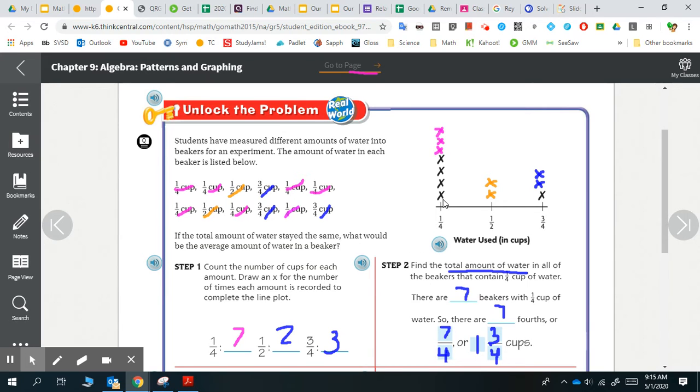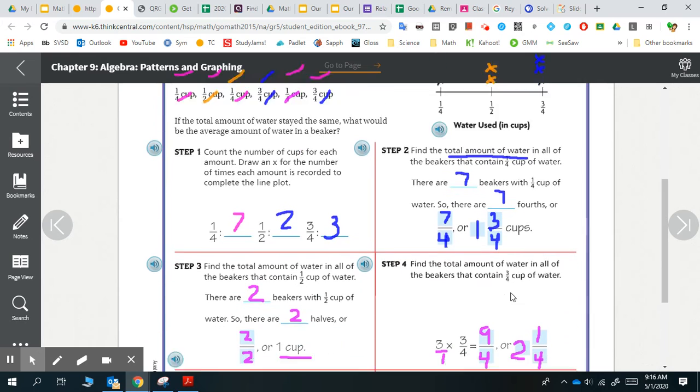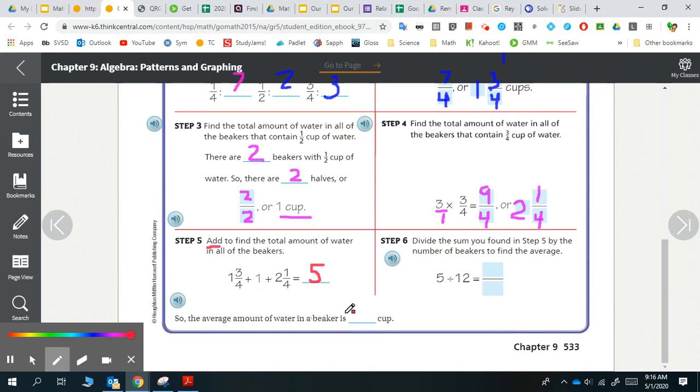So we're going to divide by 12, okay, because we had 7 and 2 more was 9 and 3 more was 12. Okay, so when we come down here and we have 5 divided by 12, we know that division can be written as a fraction. So that is our answer. The average amount that was being used is just a little under a half a cup. All right. So, friends, that is how a line plot can be used in an even different way, right?